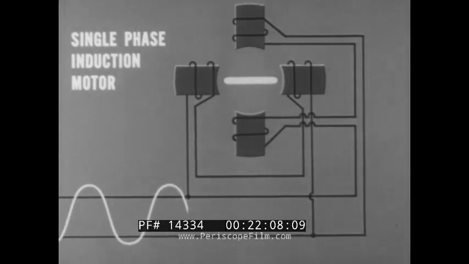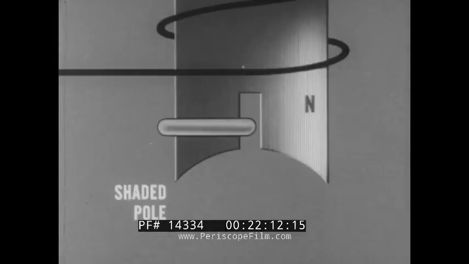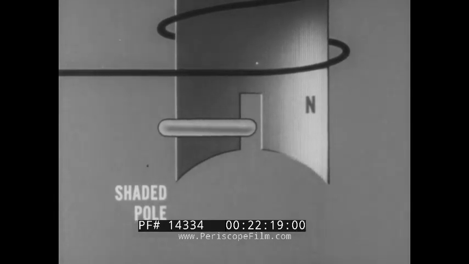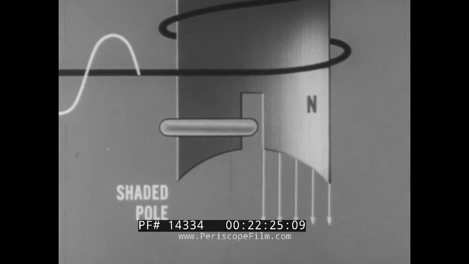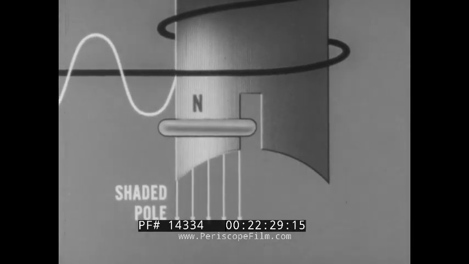Since there is no phase difference in the single-phase current, the field pulsates instead of rotating. In order to create relative motion between field and rotor, shaded poles may be used. The unshaded portion is energized first. Because of the increased inductance in the shaded portion, the field here develops more slowly.